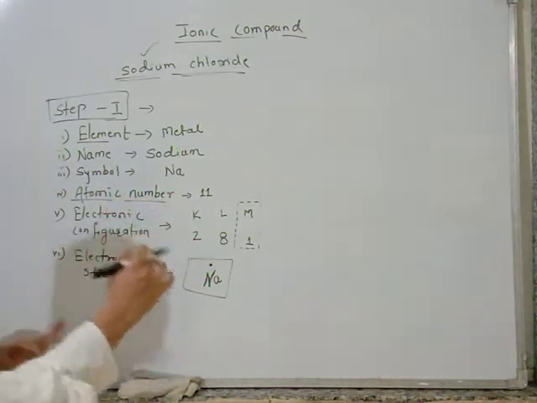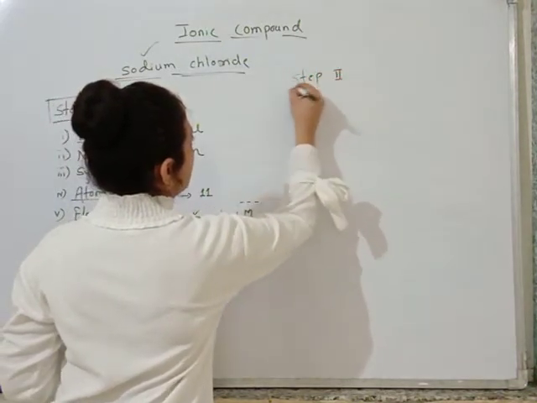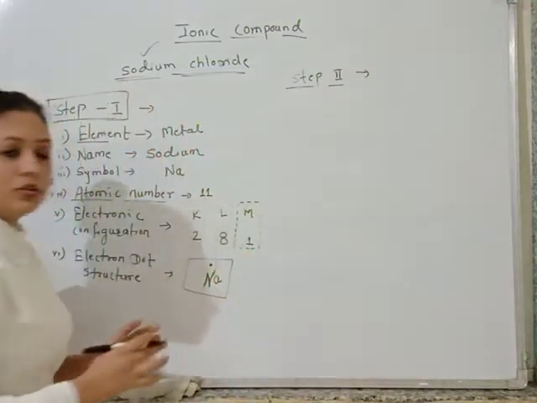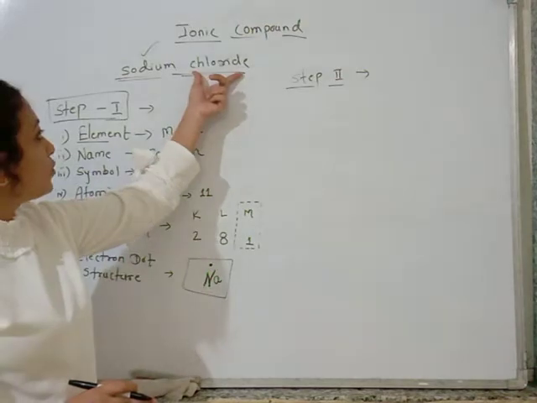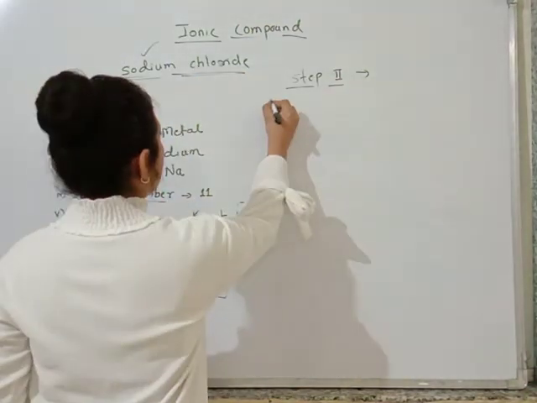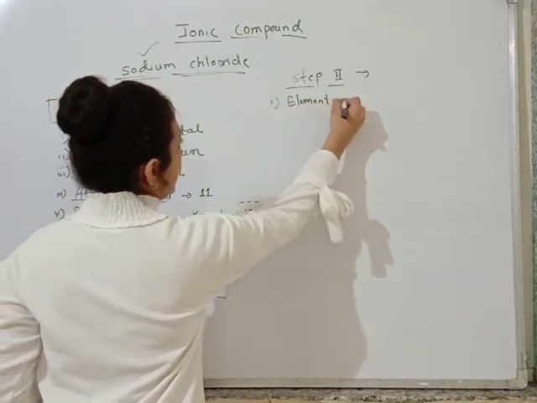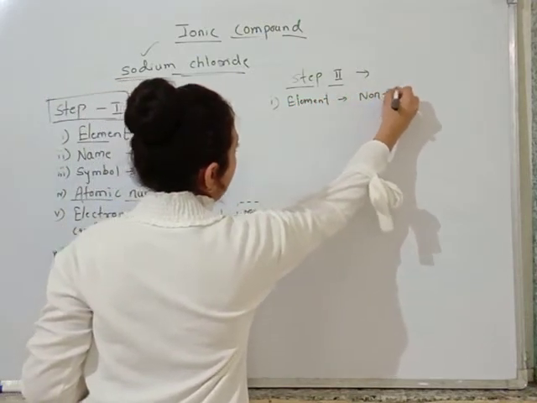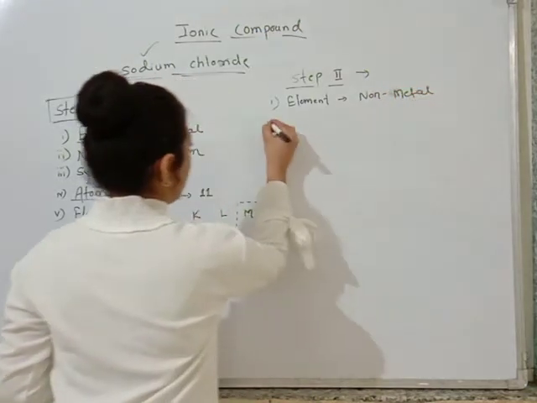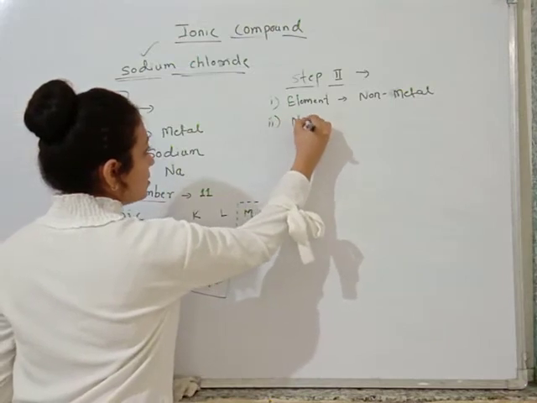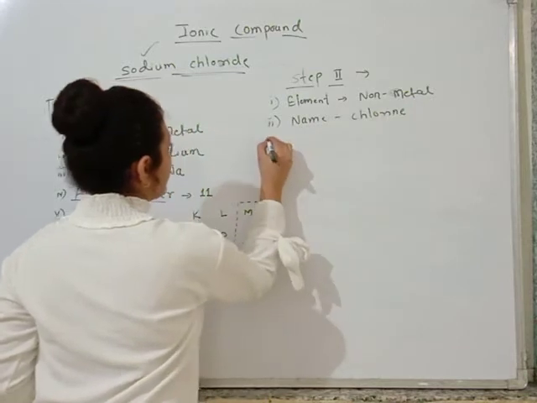Let's write the second step. It is similar to step 1, but for this we are going to write about the non-metal. So step 1 is the element. What is the element we have here? The second element is non-metal. What is that non-metal? Its name is chlorine.